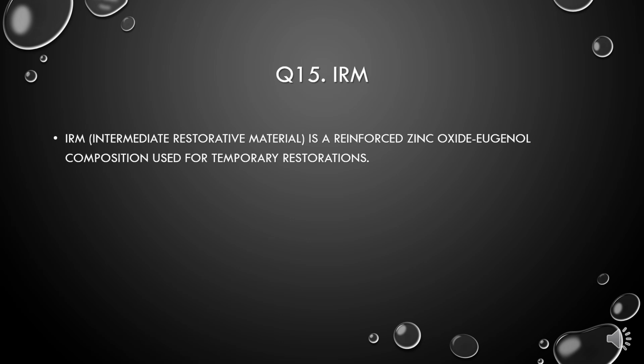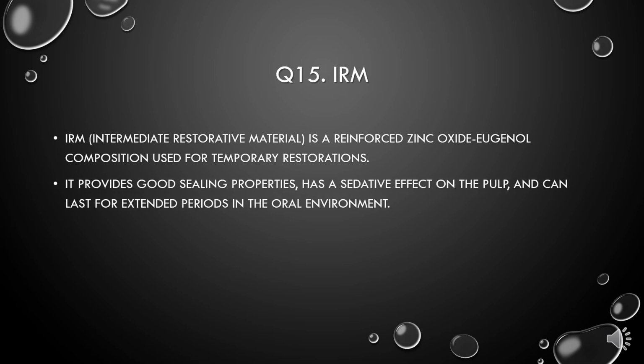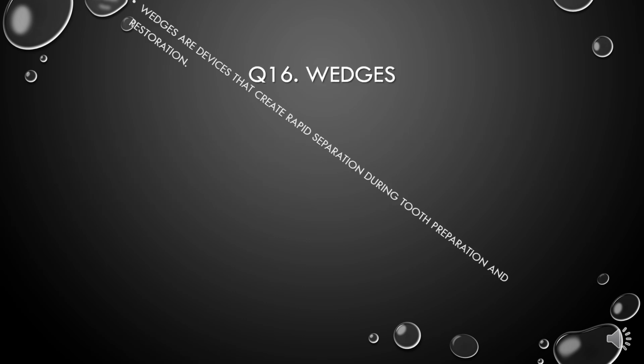IRM or intermediate restorative material is a reinforced zinc oxide eugenol composition used for temporary restorations. It provides good sealing properties, has a sedative effect on the pulp, and can last for extended periods in the oral environment. Question number 16 is wedges.